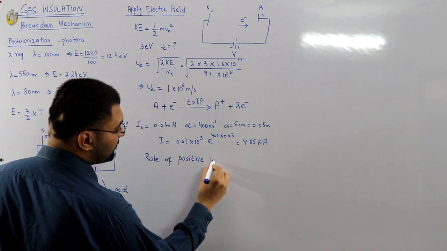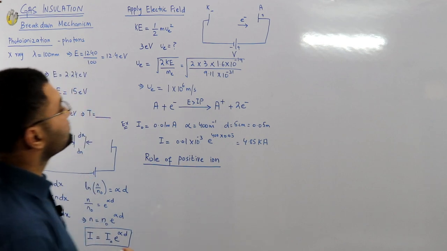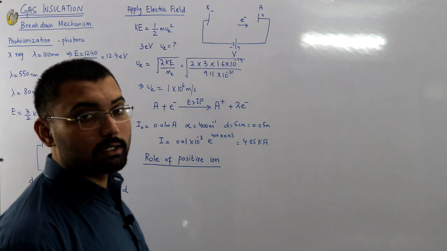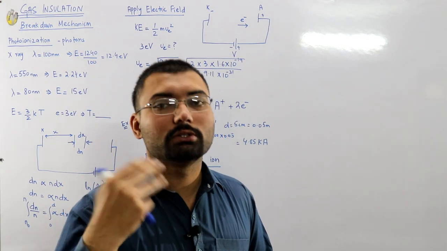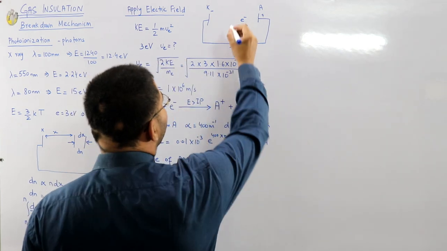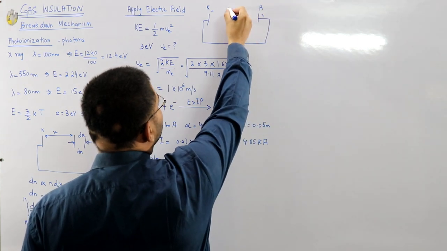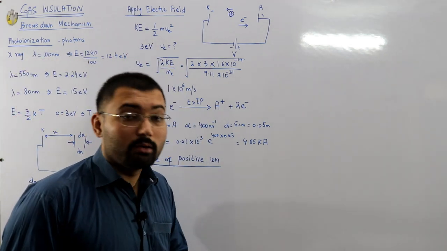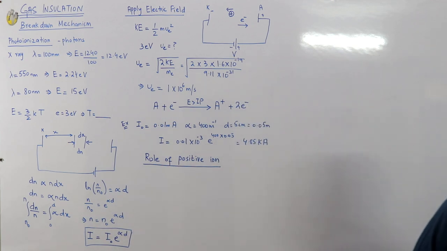Now what do you have? Positive ion is a charged particle, so the electric field will apply a force on the charged particle as well. If it's a neutral atom, you don't have any field on it. You are moving randomly. But when you are a charged particle in an electric field, you have to go in the direction of the field.